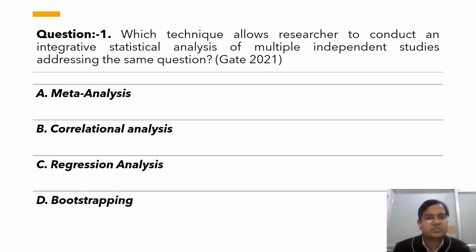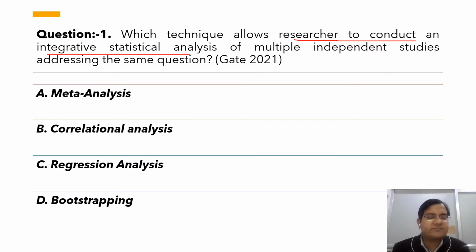So this first question came in the GATE 2021 exam. If you read this question, there are important things. Which technique allows a researcher to conduct an integrative statistical analysis of multiple independent studies addressing the same question? If we read this question, there are two or three important points we have to highlight. The researcher conducts an integrative statistical analysis.